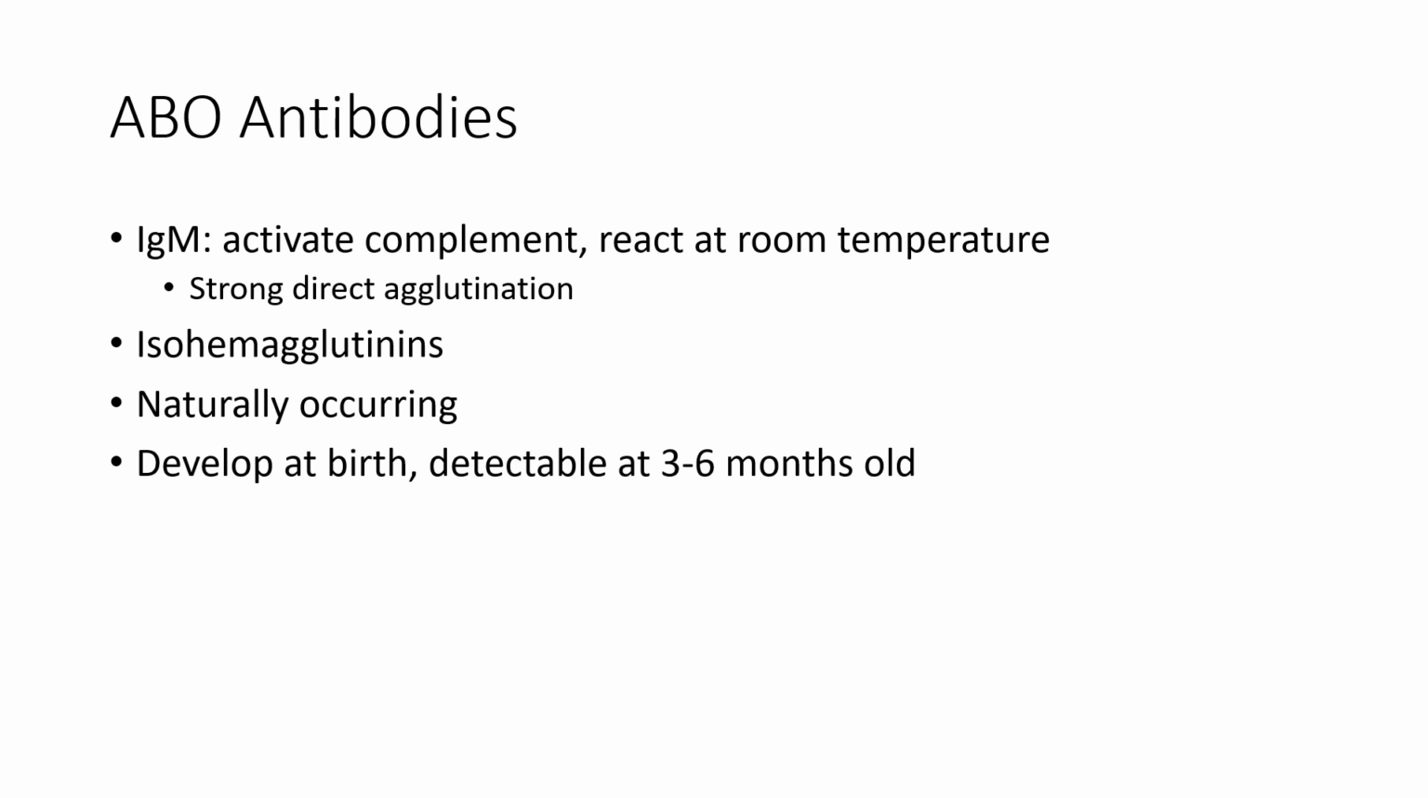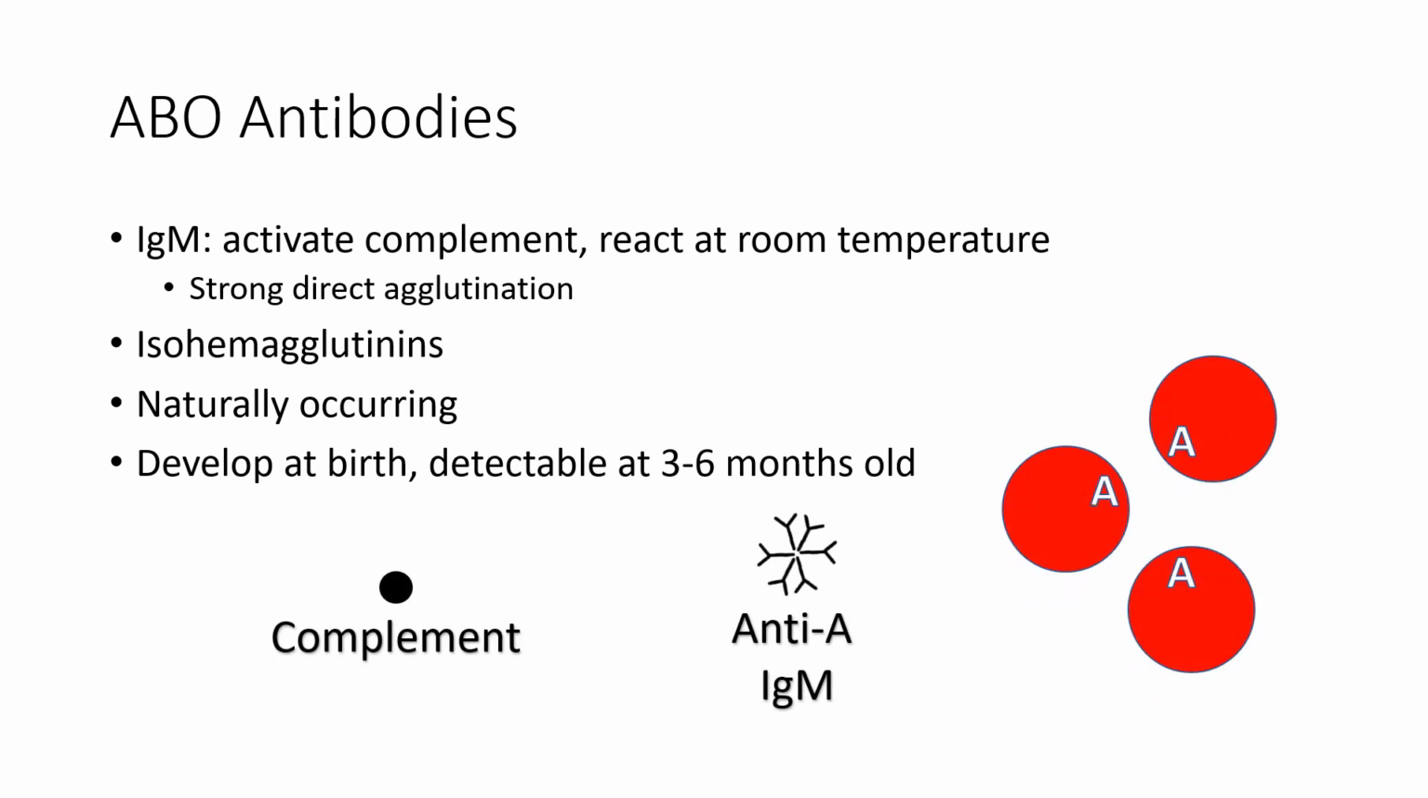Back to that strong agglutination and activating complement, let's look at what intravascular hemolysis looks like. So on the right-hand side, we have red blood cells that have the A antigen on the outside of them. To the left of that, the snowflake-looking structure is the anti-A IgM pentamer. And then to the left of that, we have a complement protein.